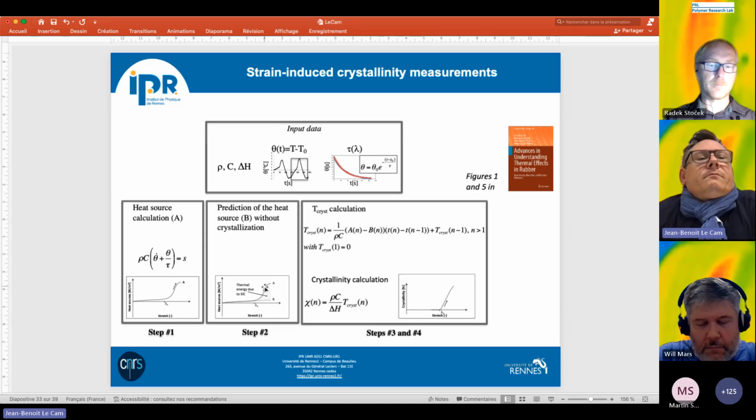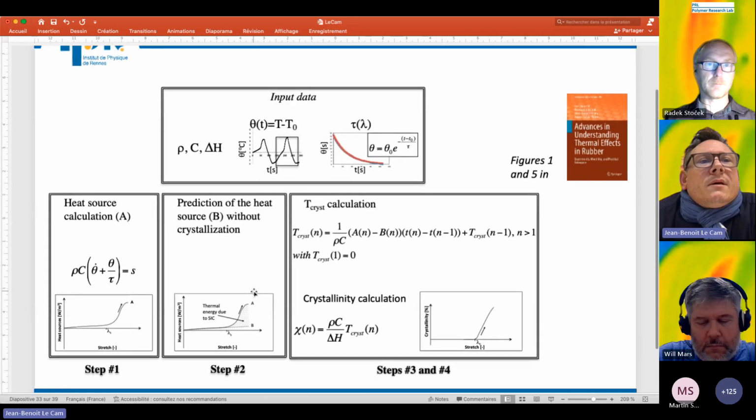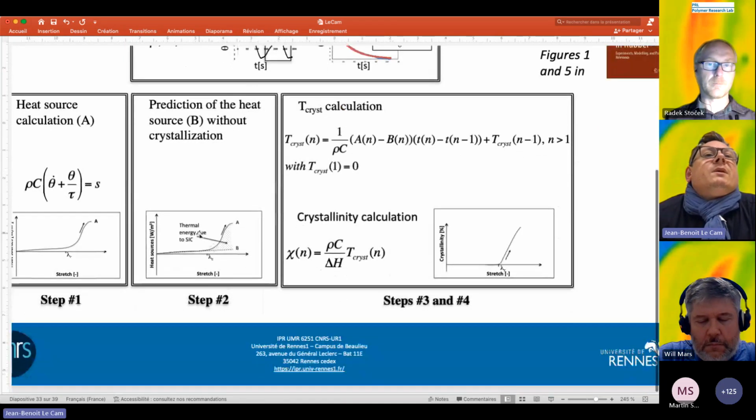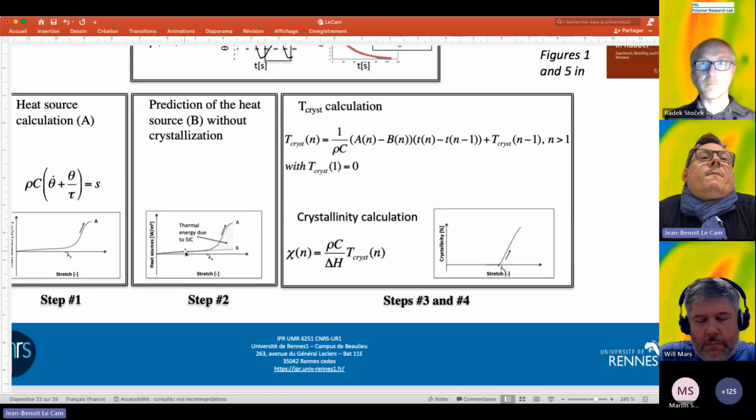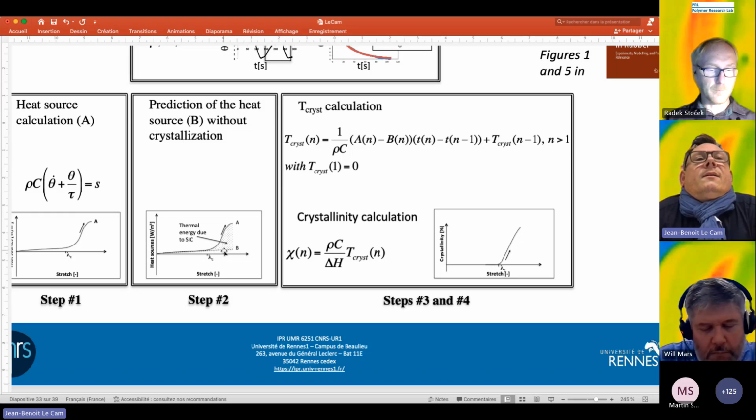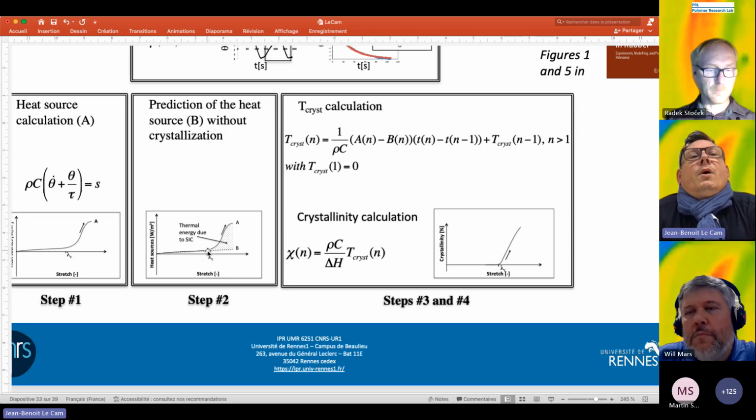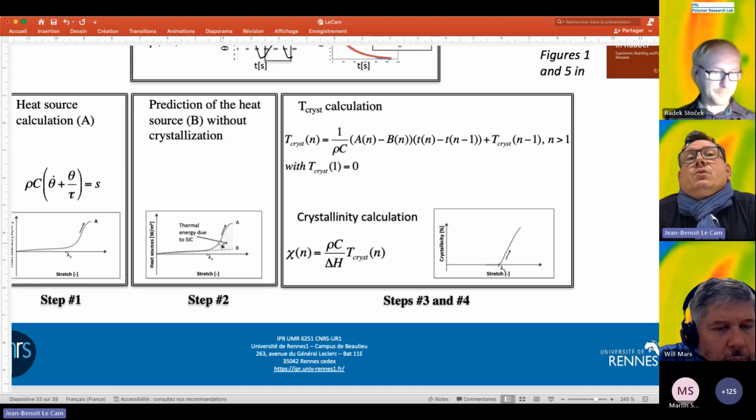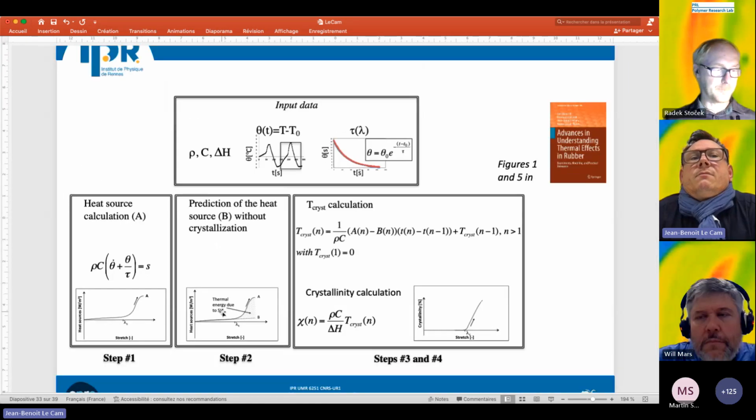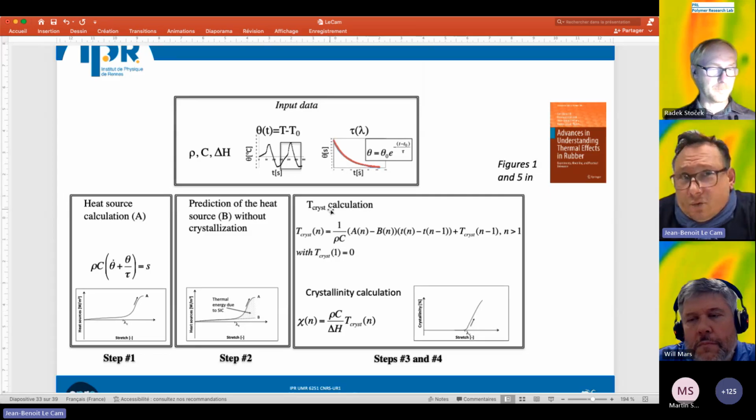It's a bit small here, but I can zoom in on this diagram. This is the heat source for an unfilled natural rubber. You have an exothermal peak here due to the crystallization. If you consider the calorimetric response as if the material were not crystallizing, then with the calorimetric response measured, you have the thermal energy due to the strain-induced crystallization, and the temperature variation due to the crystallization.